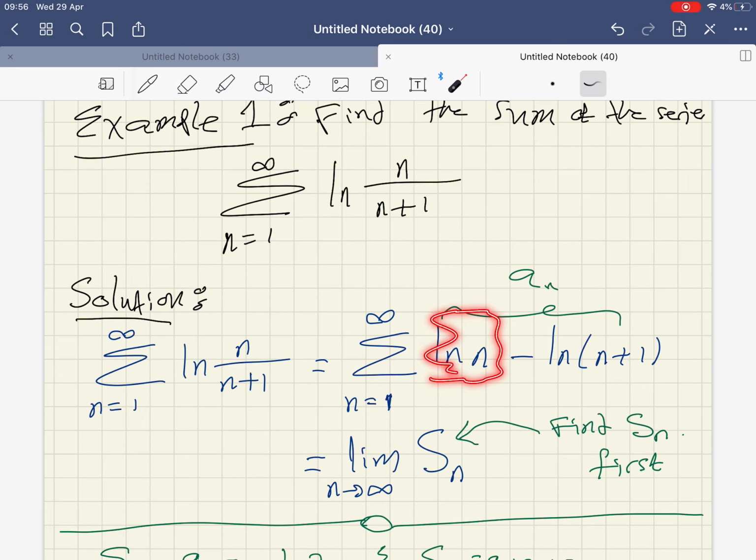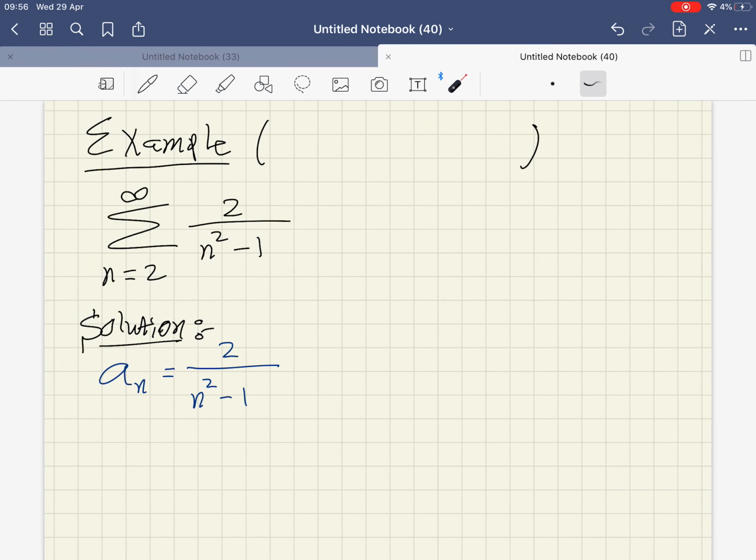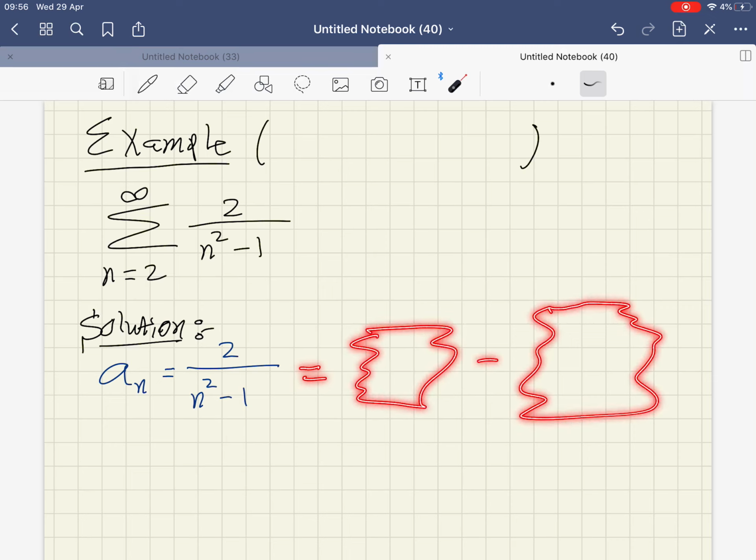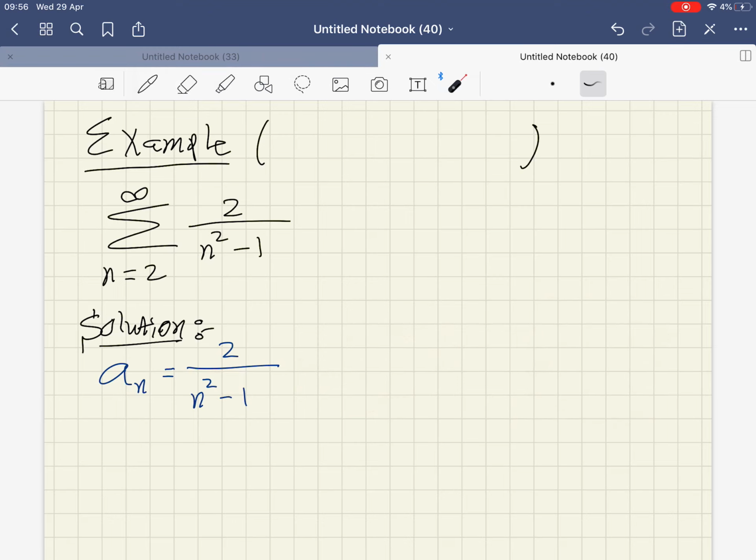We have something minus something else. And that's what we are hoping for. So same thing here, I want something minus something else. So we have to do something.